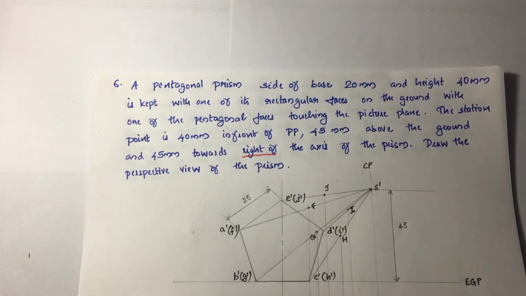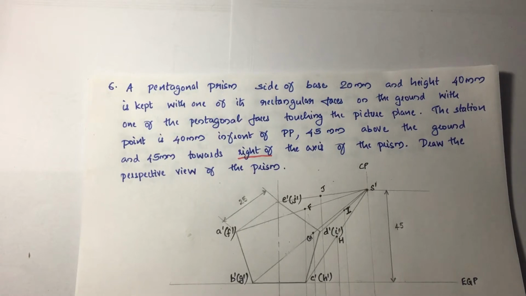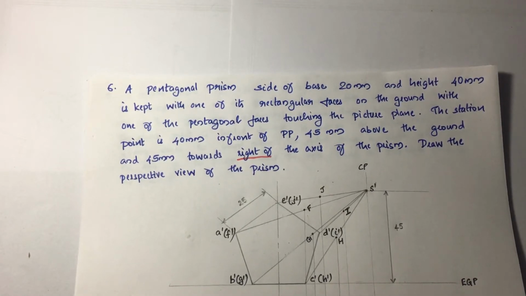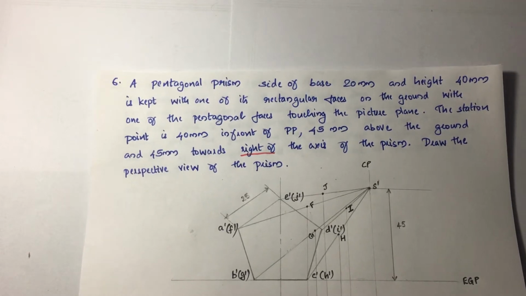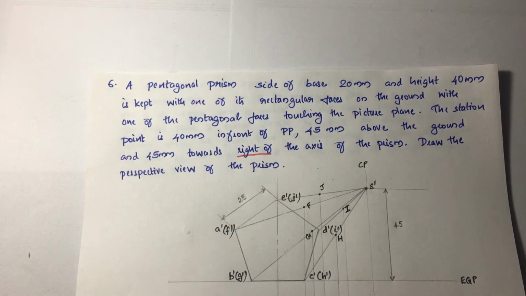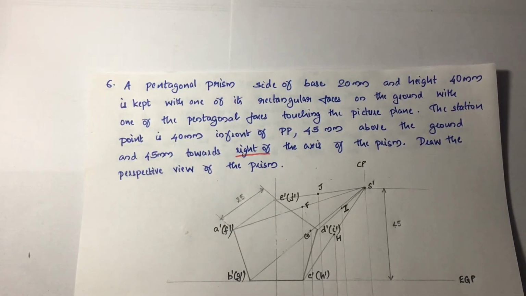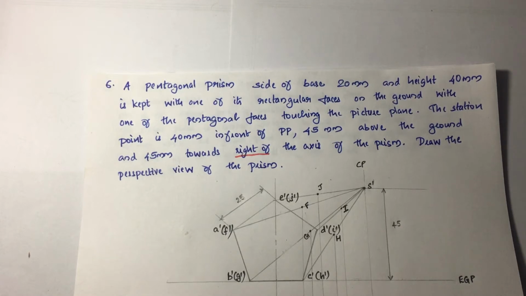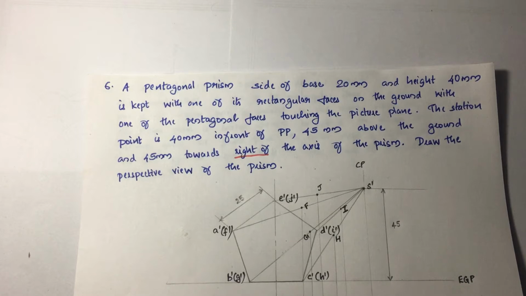So, just as in the normal cases, the initial step is to draw the PPP first and then draw the top view. But in the case of this question, you need to draw the front view first instead of the top view first, just because the prism is resting with its rectangular faces on the ground.